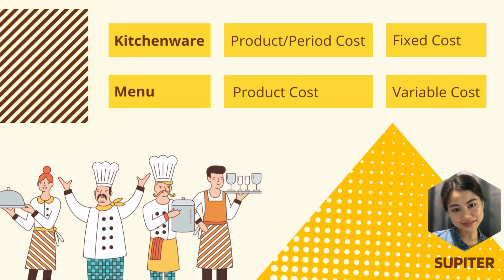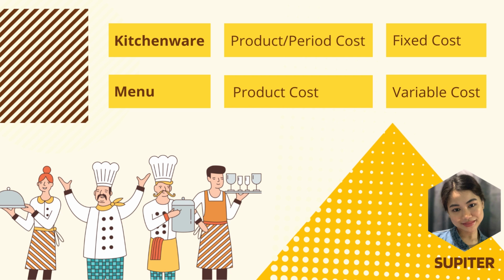Kitchenware. Kitchenware that can be found in our restaurant can be a period or a product cost depending on its purpose and usage. The costs of things like ladles, spatulas, whisks, knives, spoons, pans, pots, cutleries, bowls, chopping boards, and other essential items in preparing and cooking food are considered product costs. This is because these items are directly involved in creating our products.